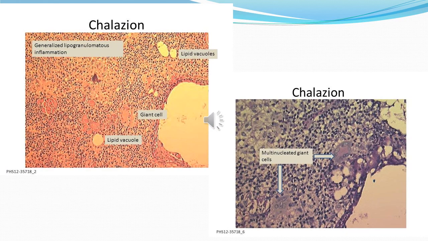We can see in this picture the histopathology of chalazion showing granulomatous inflammation with lipid vacuoles, multinucleated giant cells, lymphocytes and neutrophils, and other fibrous tissue and fatty infiltration.